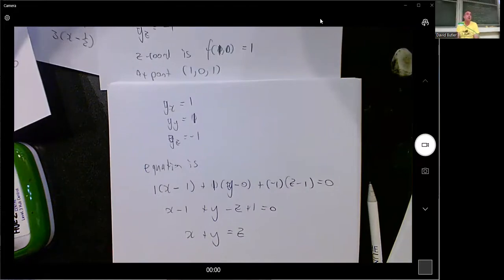Yeah, you can't choose if it's not written as z equals already. You can rearrange it to be that way if you want, though. So, yeah.